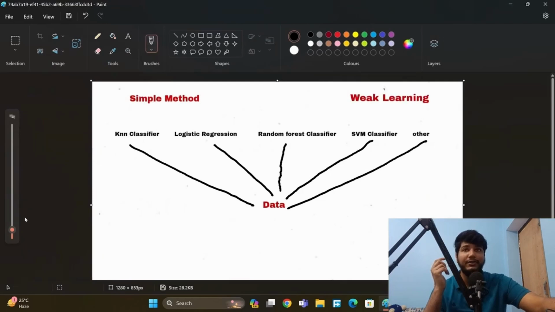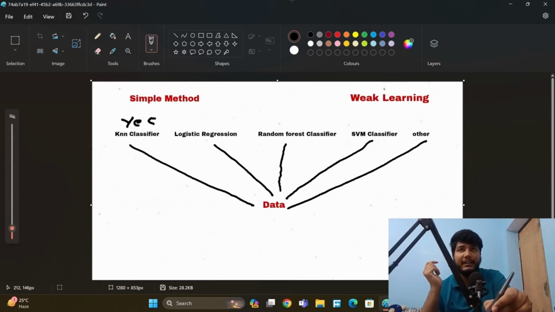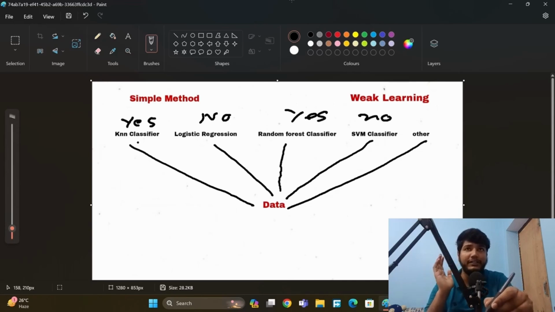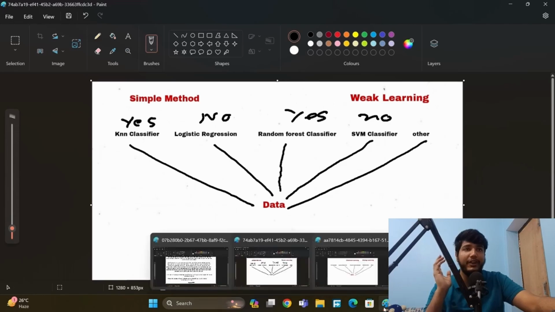And we give it to KNN for example, and it gives us, for example, yes or no, anything, okay? It gives us yes, and this gives no, yes, no, okay? And we go with one decision. For example, KNN gives yes, so we go with yes, okay? But the problem here is that this is a simple method and this is weak learning. And if we want strong learning and an accurate decision, we go with Ensemble learning.